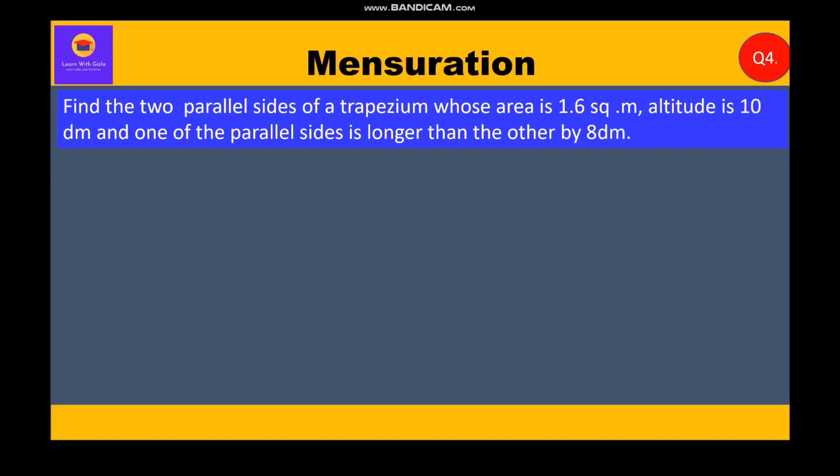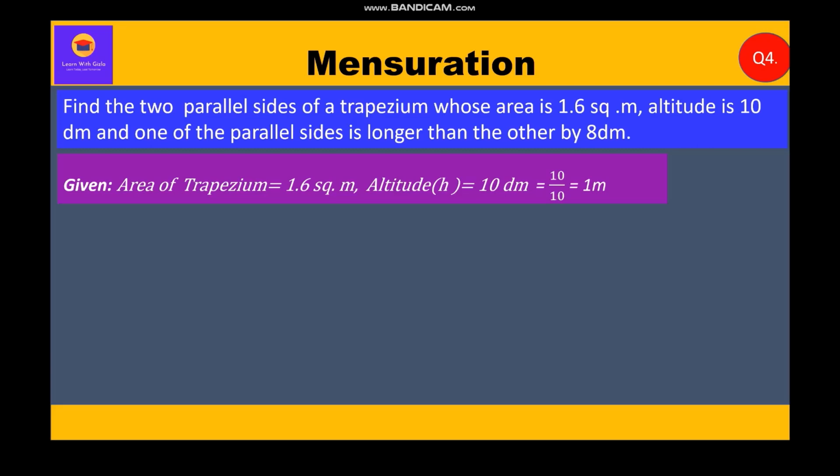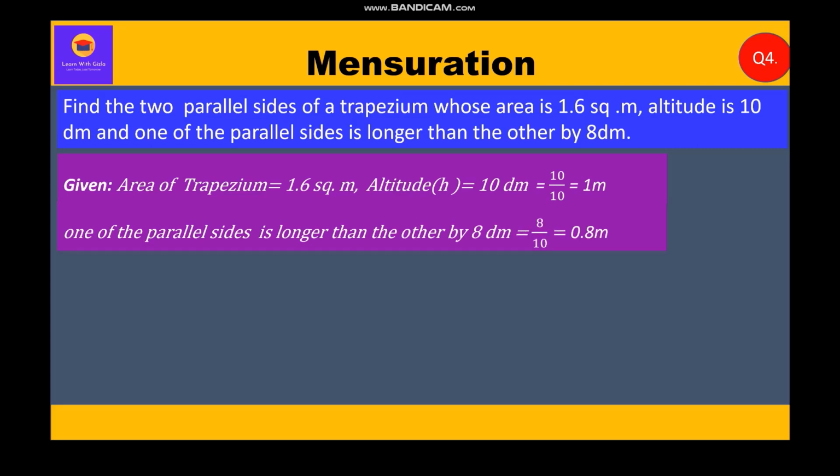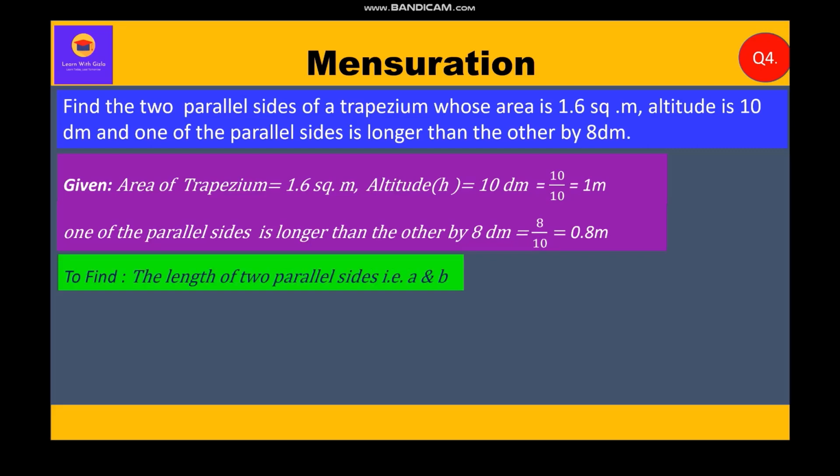Now in this question we are given area is equal to 1.6 meter square, altitude, that is h, is equal to 10 decimeter, which we can convert into meters by dividing by 10. So 10 divided by 10 is 1 meter. One of the parallel sides is longer than the other by 8 decimeter, that is 8 upon 10 is equal to 0.8 meters. And we have to find the length of the two parallel sides. So let's start with the solution.